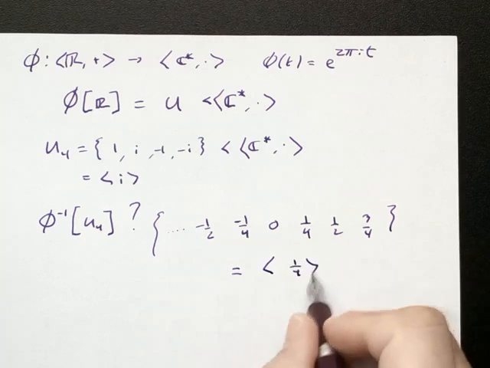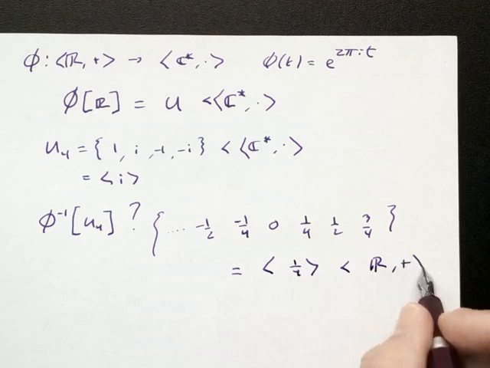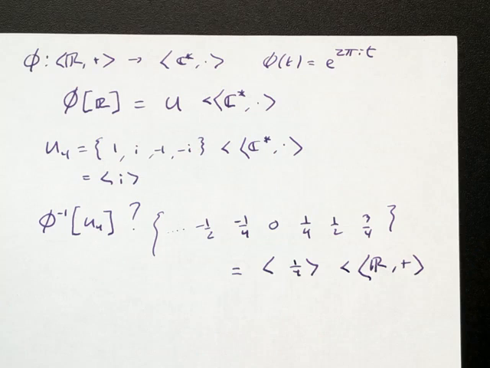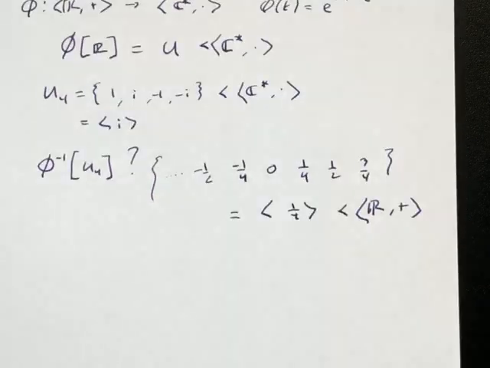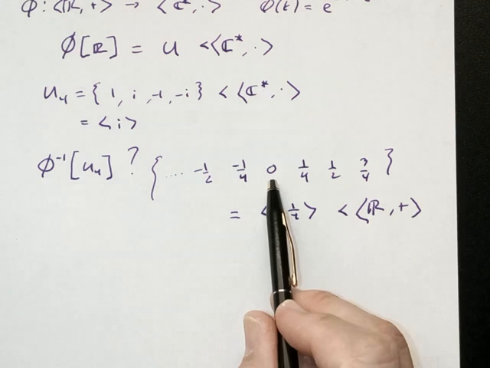This is the cyclic subgroup generated by 1/4 in the real numbers. The pre-image of a group must be a group. And that means the properties of those subgroups are the same. They're both cyclic. Ooh, wait a second. This went to the identity, right? Phi of 0 was 1.